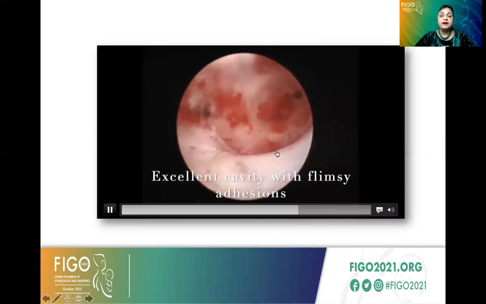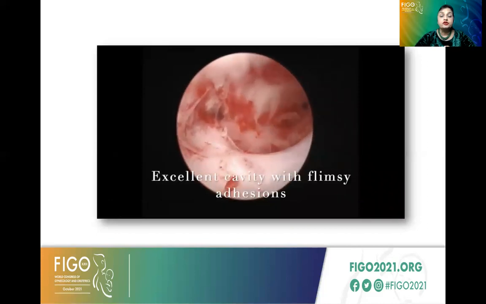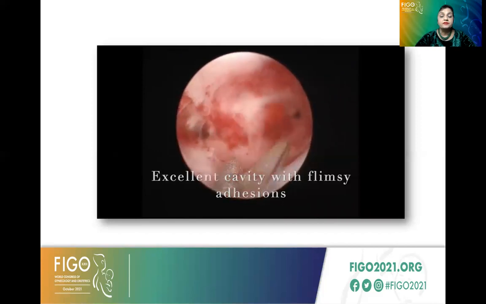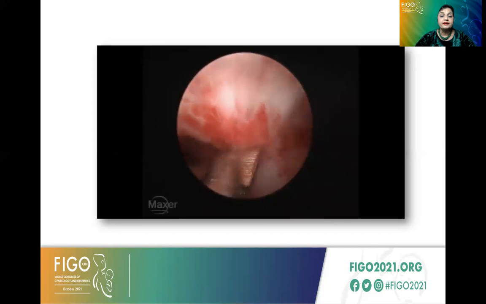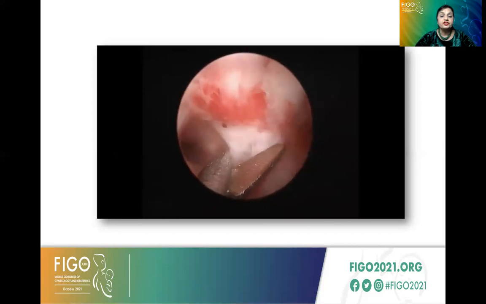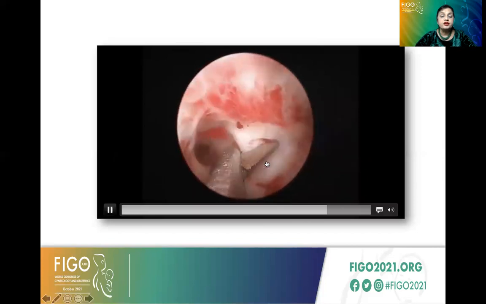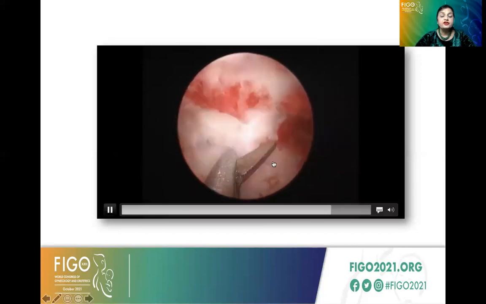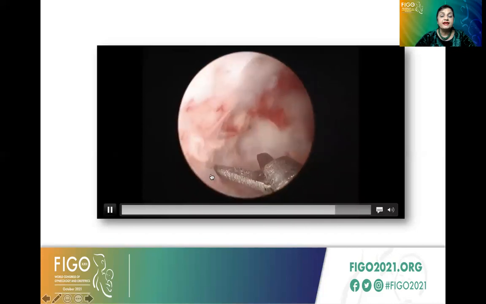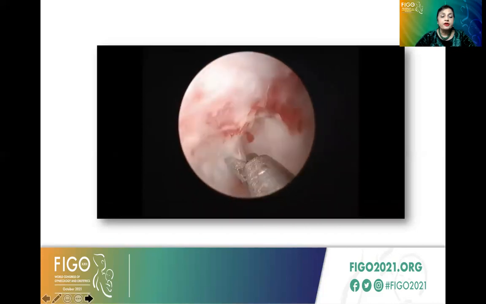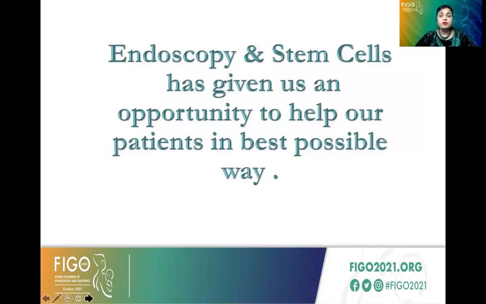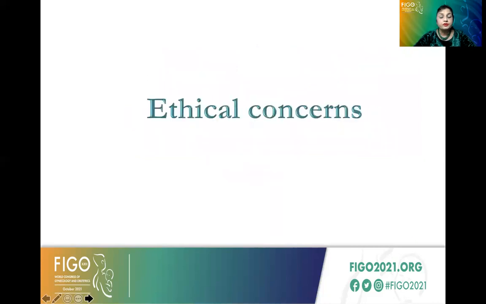So the complete plastered cavity you will be able to create with your hysteroscopy and with autologous bone marrow derived stem cells into a working functional cavity where hopes of implantation can be there. Otherwise, third party reproduction is the only option that remains. Now here again, I can do a little bit of adhesiolysis and make the cavity look more normal. So endoscopy and stem cells have given us an opportunity to help our patients in the best possible way.